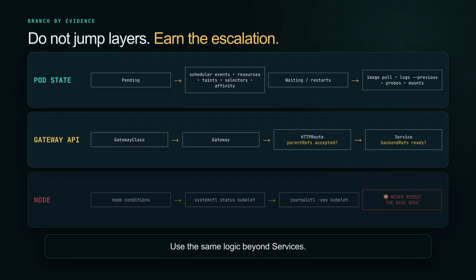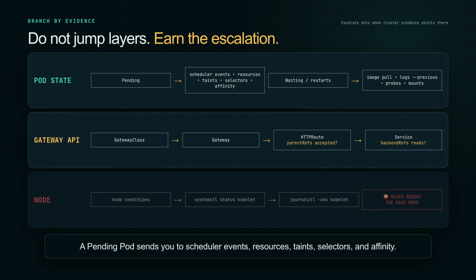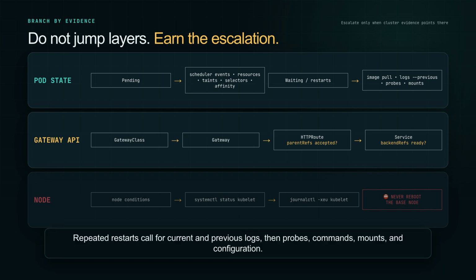Use the same logic beyond services. A pending pod sends you to scheduler events, resources, taints, selectors, and affinity. A waiting container often sends you to image pull evidence. Repeated restarts call for current and previous logs, then probes, commands, mounts, and configuration.